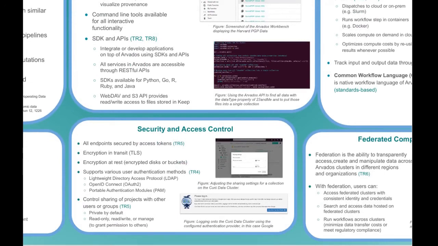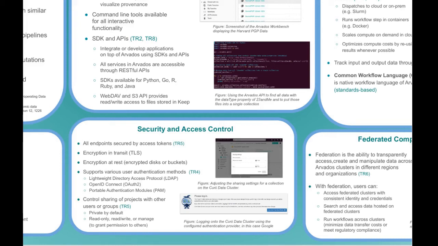Because biomedical data is subject to privacy regulation, Data Commons Technical Requirement 5, security and compliance services to support controlled access to data, is essential. All access to Arvados API endpoints requires the client to present an access token that identifies the user, and use of the system is logged to support audits.